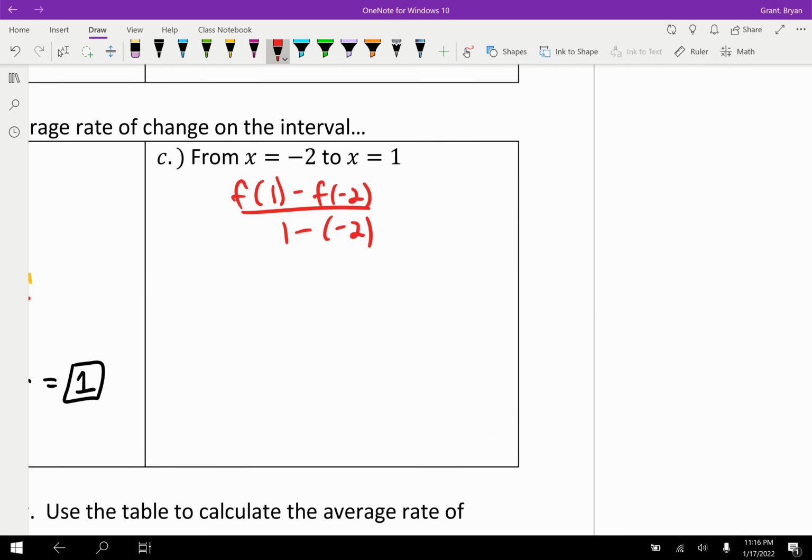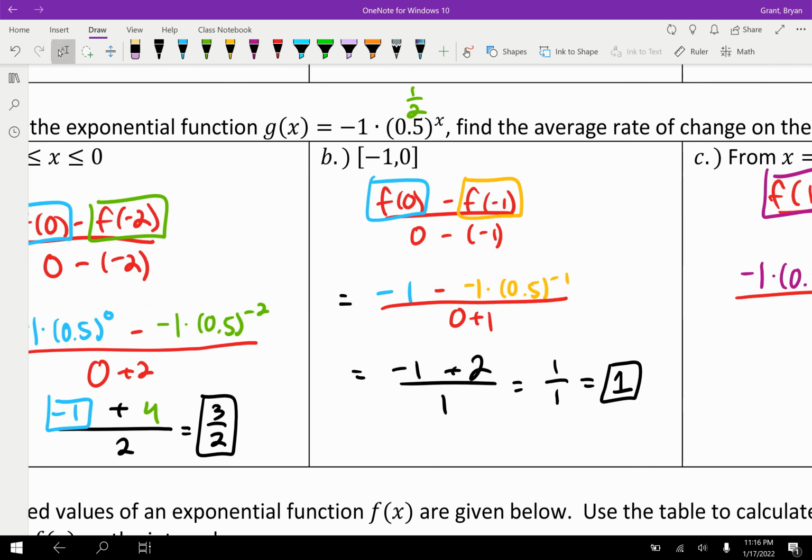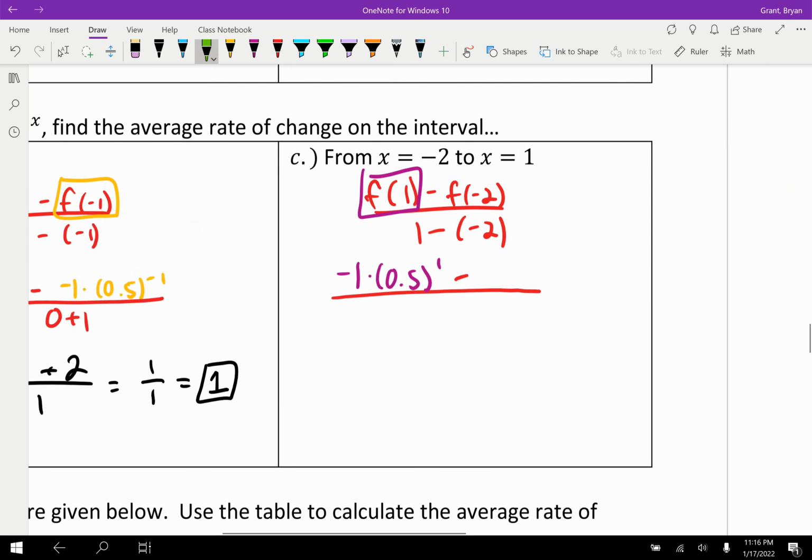Okay. F of 1 I'll do in purple here. I think this one's not going to be as nice as the others have been, but hopefully I'm proved wrong. It's negative 1 times 0.5 to the first power. Oof, it's going to be a toughie. Minus f of negative 2 we've done. I did that in green before. That ends up becoming 4.